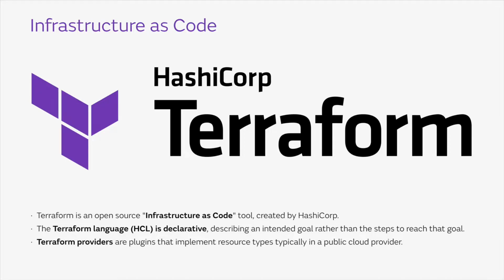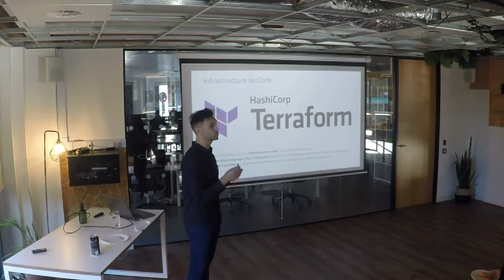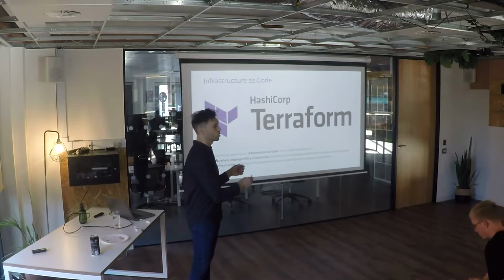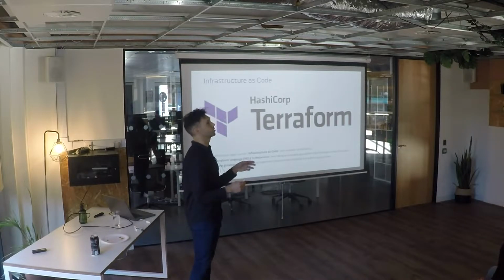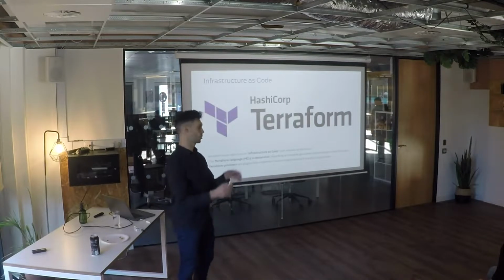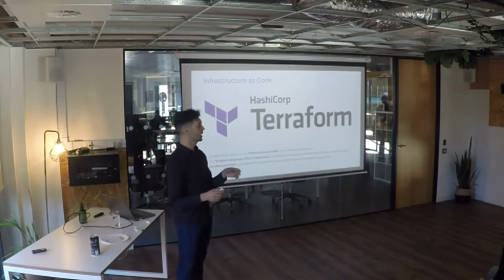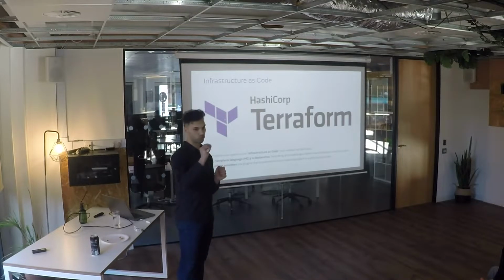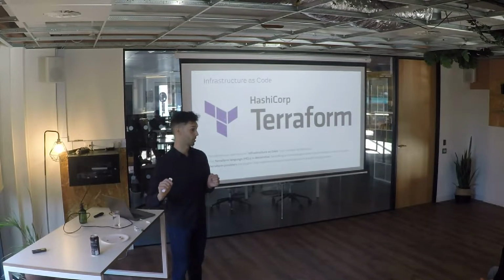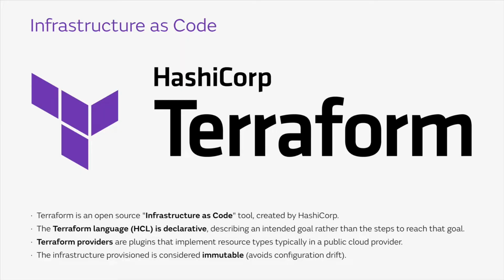There are something called Terraform providers. Terraform providers are plugins, they are adapters that know how to talk to a specific cloud provider. So let's say you are working with AWS, so you'll be using something like the Terraform AWS provider, and that's basically just some code that knows how to talk to the AWS HTTP APIs. So basically that's how it works. And finally, infrastructure is considered immutable.